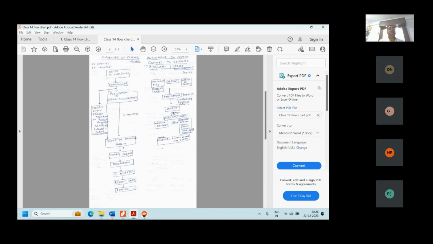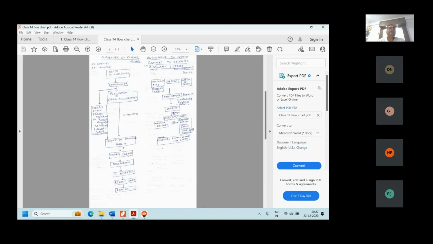Now comes surrender of patents. Section 63. By the patentee, at any time, once you have got the patent, you have the right to surrender it. At any time, you can offer to surrender it. Now, if there are other patentees besides you, or a licensee, assignee, whoever, those people will be registered in your e-register. Now, the offer to surrender you have made, you will submit it to the controller.